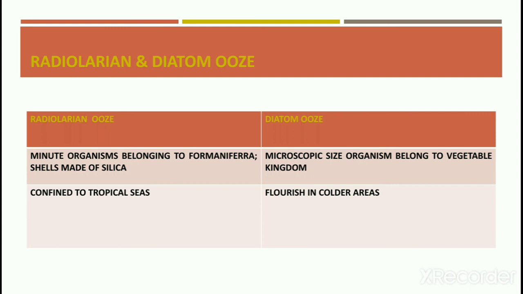The diatom ooze belongs to the vegetable kingdom and is generally microscopic in size. Their skeletons are made up of silica and flourish principally in colder areas. This type of ooze is chiefly found at a depth varying from 600 to 2,000 fathoms, but it can be found extended up to 4,000 fathoms. Generally, it is found in southern oceans.